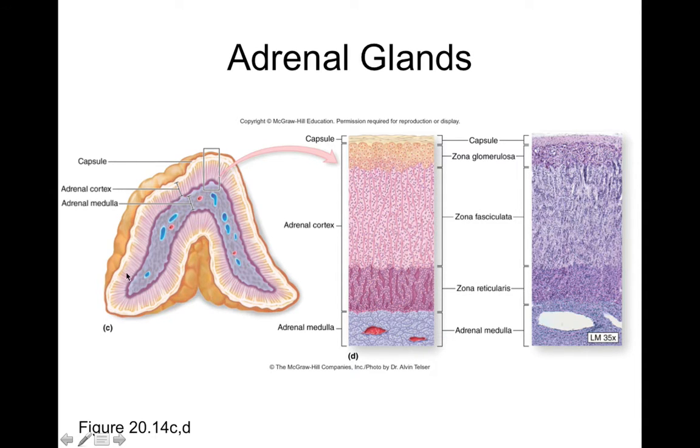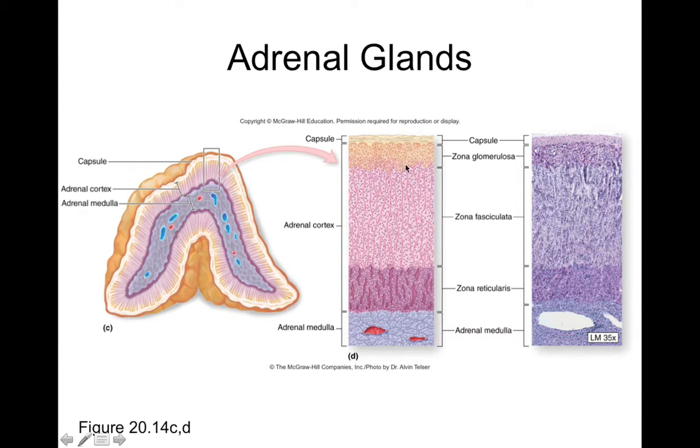We get the cortex, which is this outer part, and we have a medulla, which is this inner part. So remember, cortex means bark, medulla means marrow. And so the cortex, if we zoom in on that, has three additional layers here. We've got zona glomerulosa, zona fasciculata, and zona reticularis. Whereas the adrenal medulla only has basically one layer or cell type, and that's just the medulla itself.